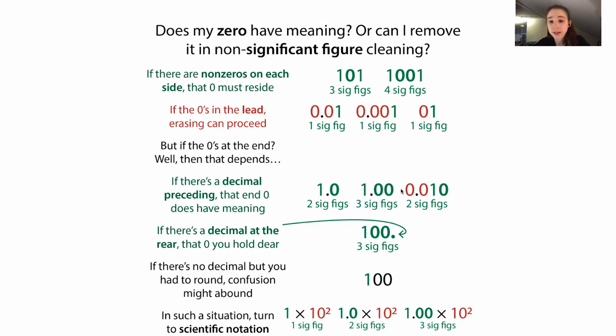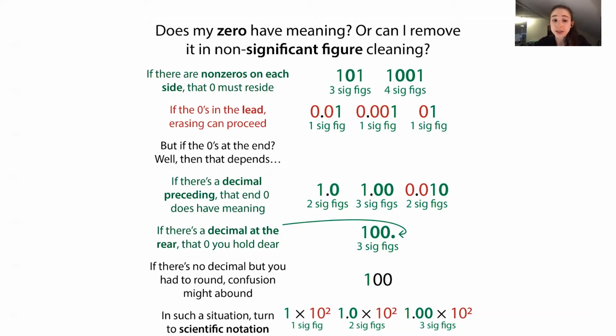However, remember that for zeros to count, they have to have an actual digit, a significant figure, before them. So like this one, this zero is after the decimal point, but it's not after a significant figure. So in this case, you only have 2 significant figures.